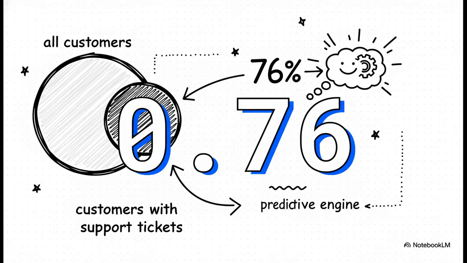But that's not all. It also had a recall of 0.76. This means it was also great at finding most of the trouble before it even started. It successfully flagged 76% of all the customers who were actually going to submit a ticket. So the engine wasn't just accurate when it made a prediction, it was also really thorough.